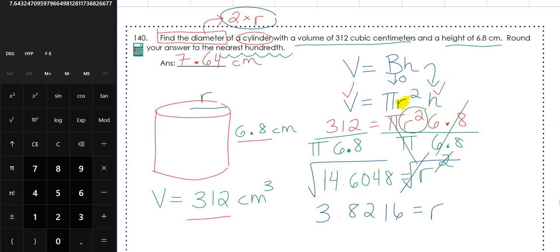And we're done. So remember the key for this question, this is a working backwards problem because they're looking for a length, in this case the radius or the diameter, and they give you volume. So you have to think about what's the volume formula, plug in what you know, and work backwards using your algebra skills to get the radius. Okay, let's move on.